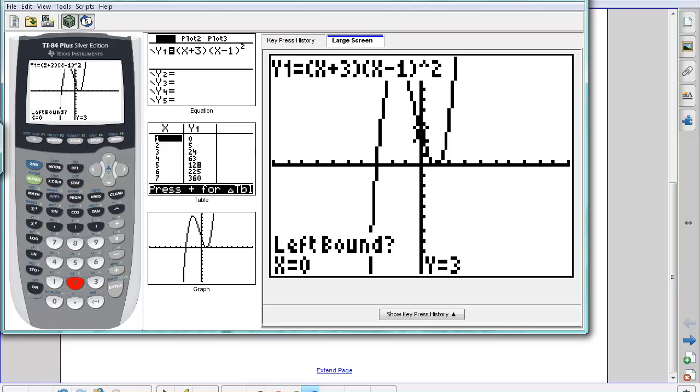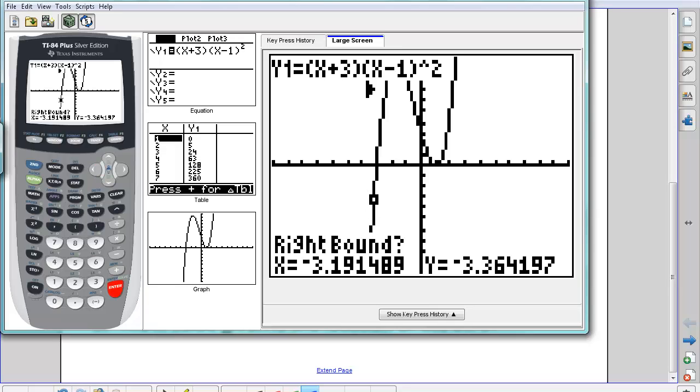The first one is left bound. What the calculator is basically saying is, okay, I know you want to calculate a zero, but where specifically are you looking on this graph for a zero? So we have to give it an idea of where to look on the graph for this zero. Using our left and right arrow keys, I'm going to hit the left arrow until you can see the little cursor moving, until I'm on the left side of this first zero here. So you just hit left until you're on the left side, in this case below this x-intercept.